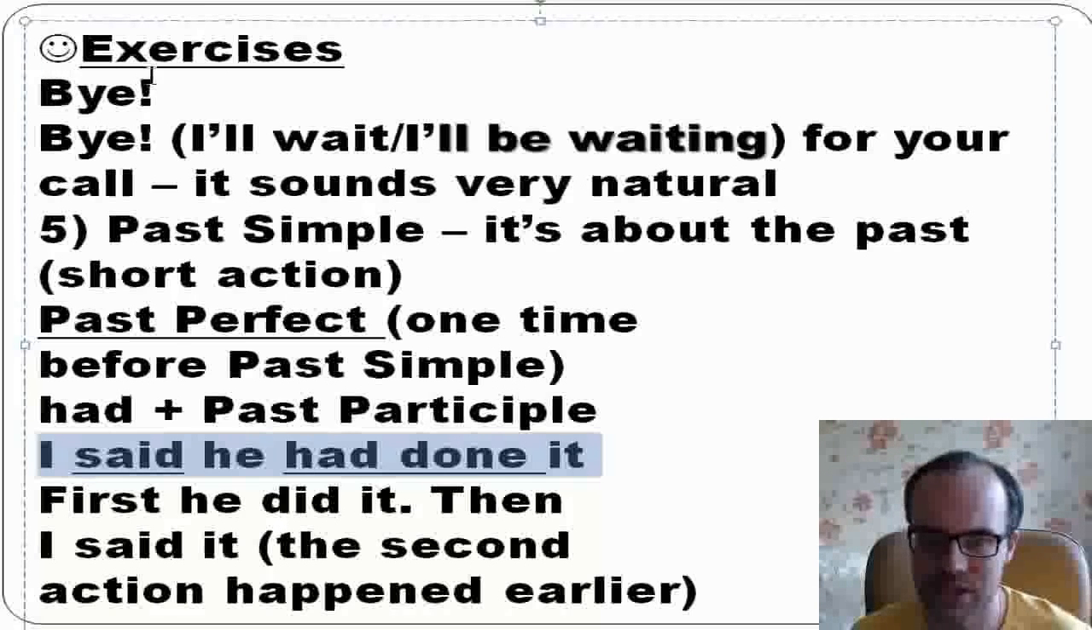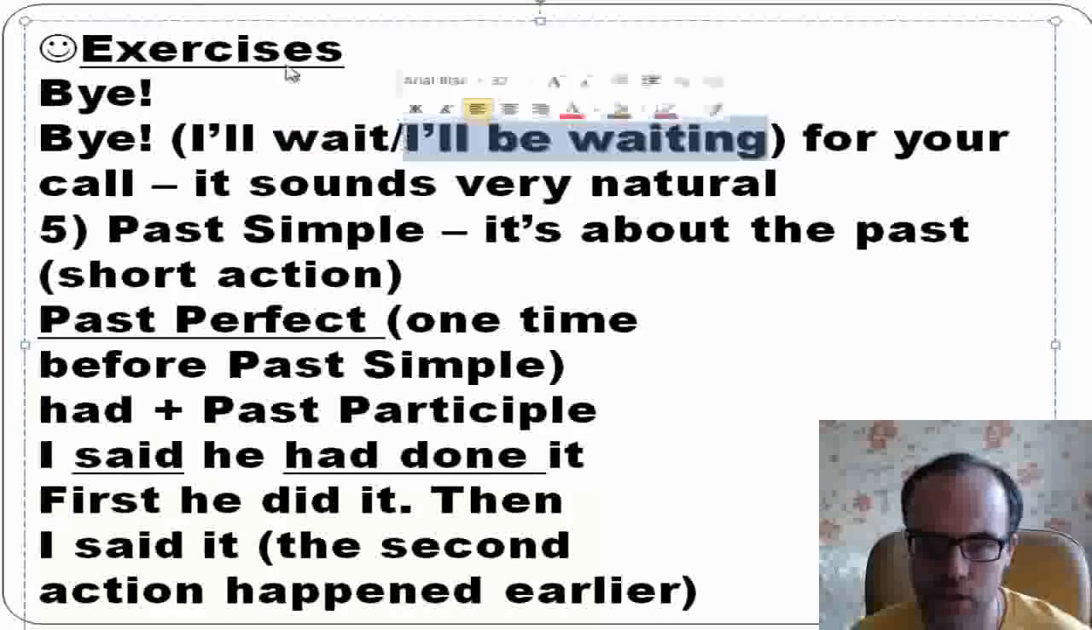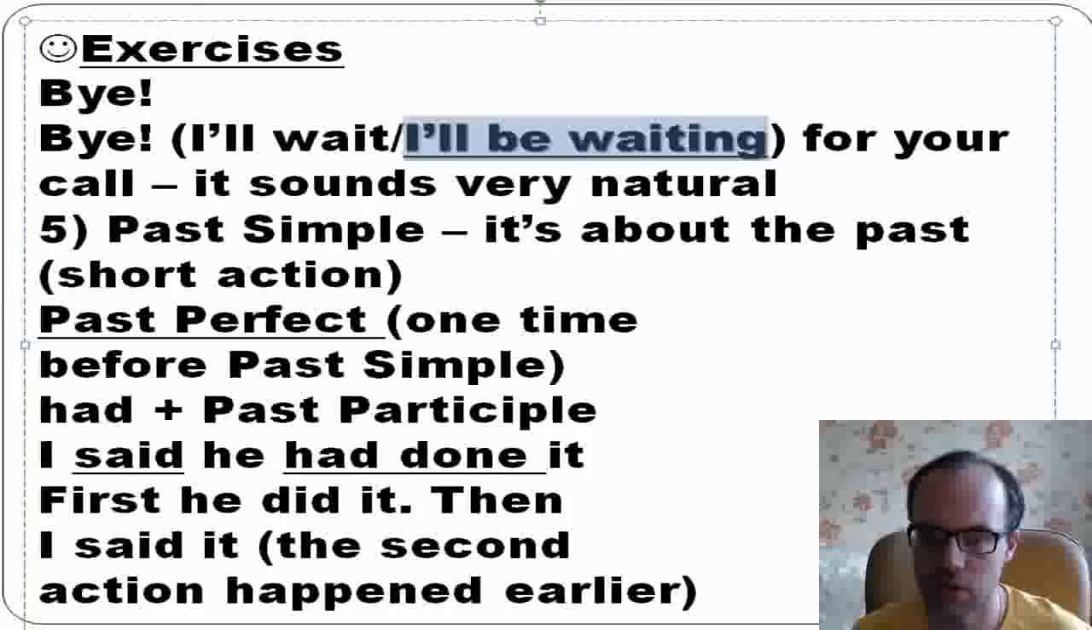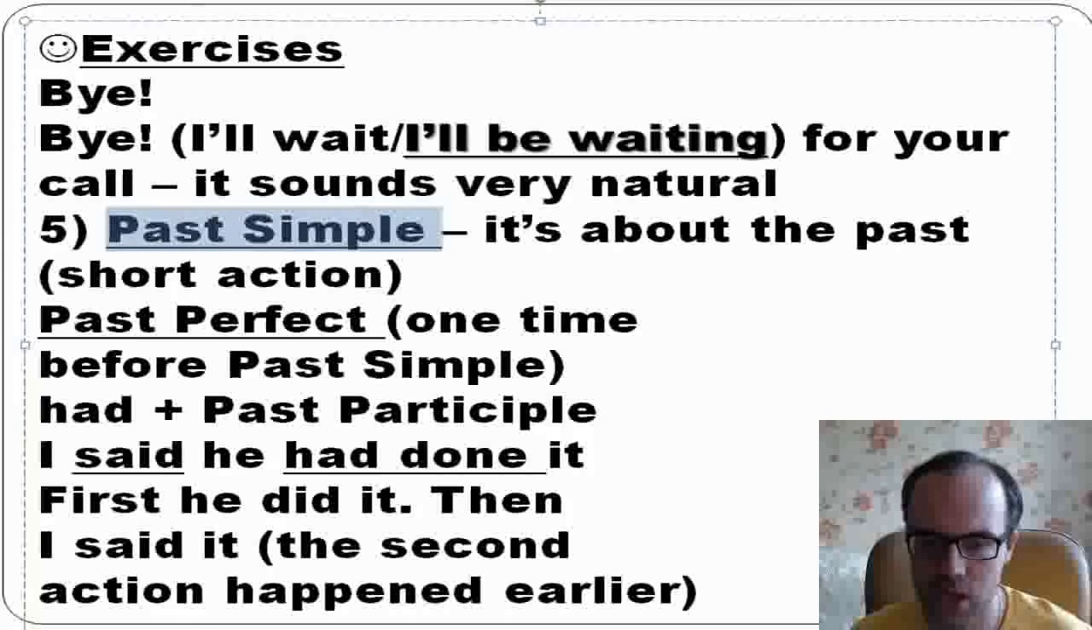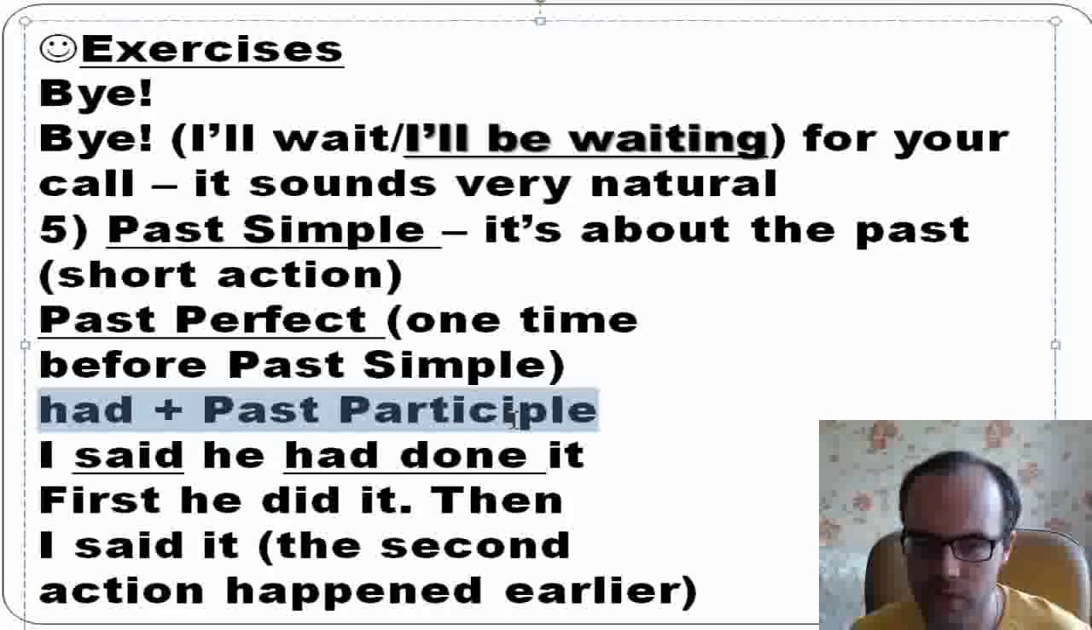Look, exercises. By I'll be waiting for your call. It sounds very natural. Past simple, it's about the past, it's a short action, and past perfect, it's one time before past simple. We form it this way: had plus past participle. I said he had done it, but it's before I said. You see, it happened earlier. First he did it, then I said it. If an action happened earlier, you need to use past perfect.